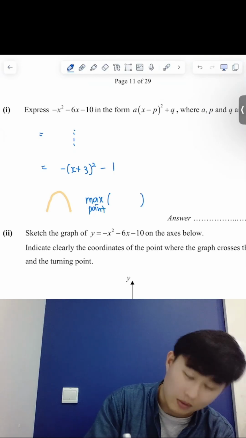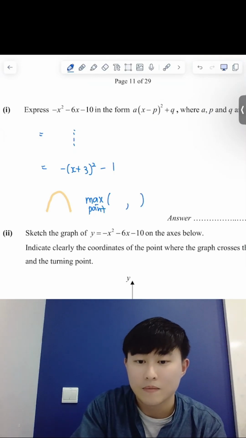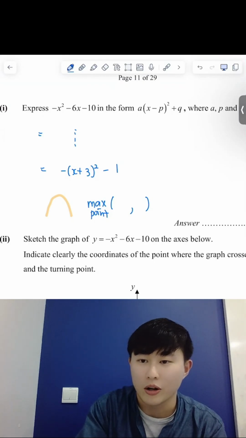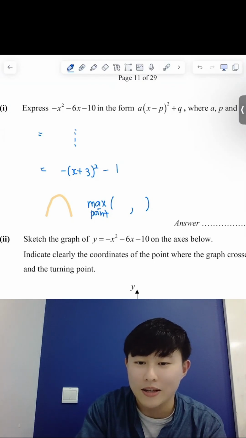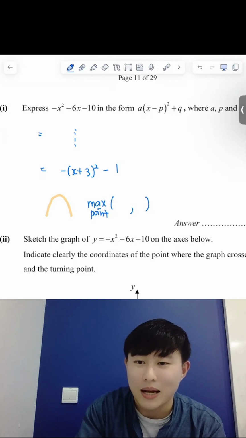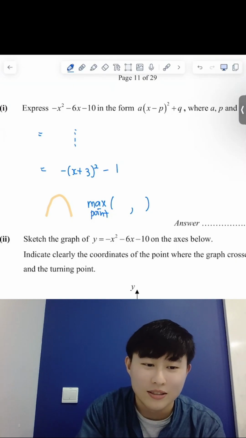What are the coordinates of the maximum point? You all should be able to read it off the value straight away. What are the coordinates of the maximum point? 3, comma 1, minus 3 and 1. Who is correct? Minus 3 and 1?